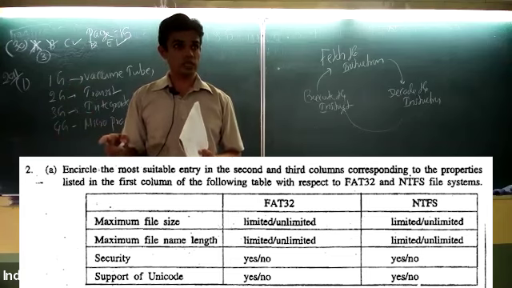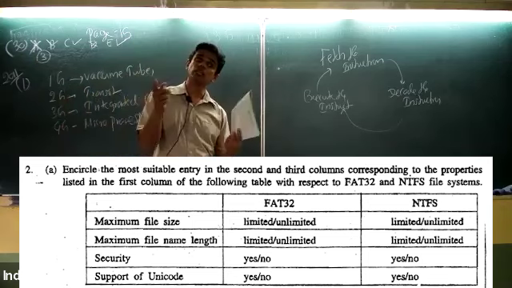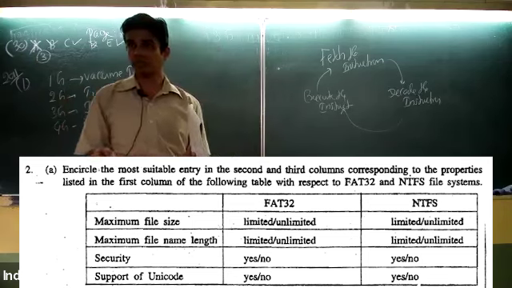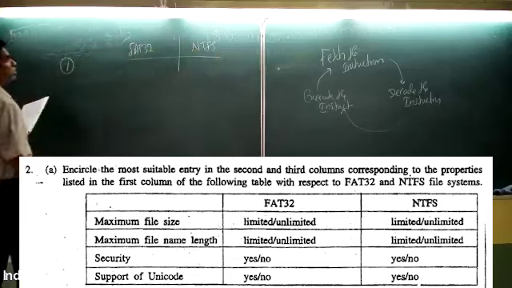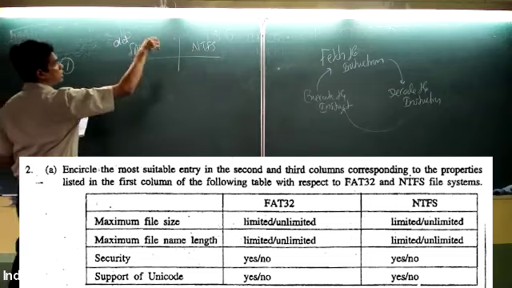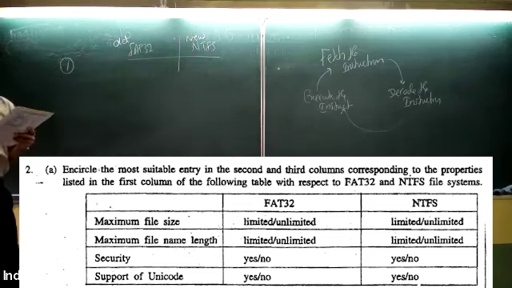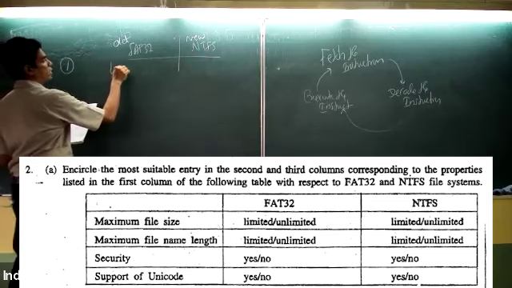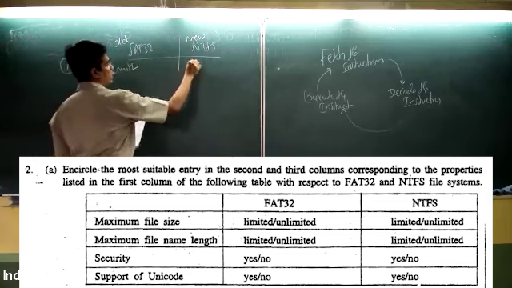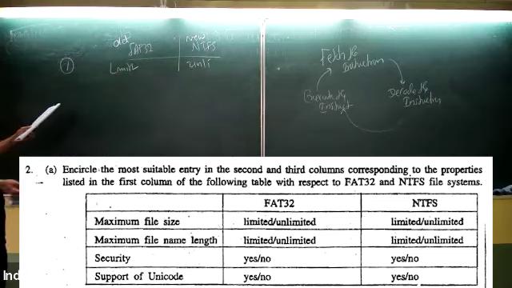NTFS is the latest technology, the new technology file system, which has more features than the FAT environment. The first feature is maximum file size. FAT is the old version, and NTFS is the latest version. The maximum file size in FAT is limited; the old version has a limited amount. In NTFS this is going to be unlimited. So you have to circle the specific selection.